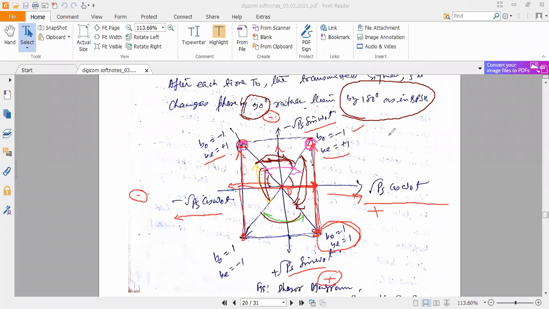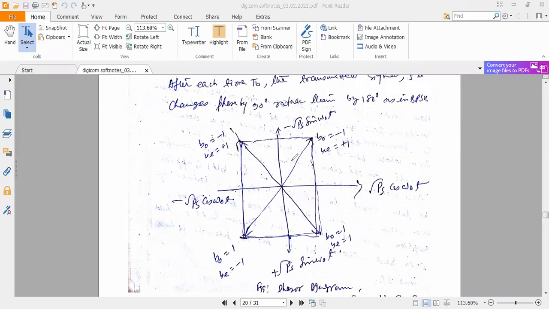Understood? Because here we have a binary combination, 4 combinations: 00, 01, 10, 11, and 4 possible outcomes of the output. And if you plot this phasor in the phasor diagram, it is clear that this is the first phasor, this is the second point, this is the third point, and this is the fourth point. So between any two consecutive, how much phase shift is there? 90. Between these two, 90.